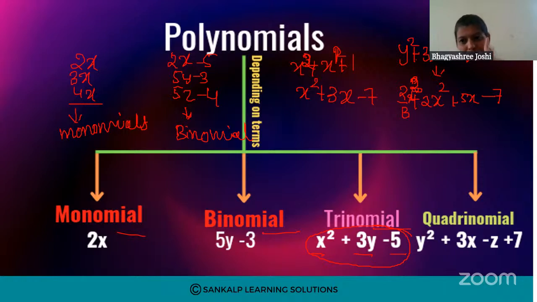If it contains only one term, it is a monomial. If two terms are there, it is a binomial, right? If three terms are there, it is a trinomial.